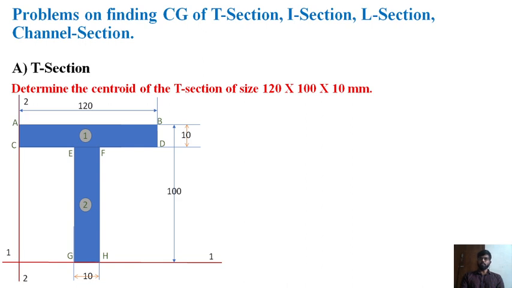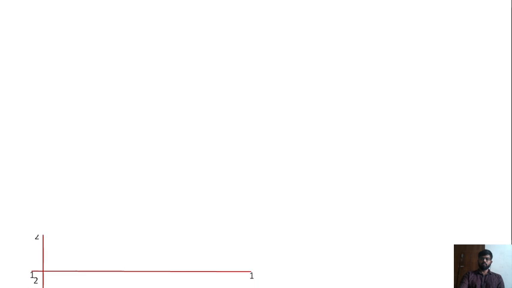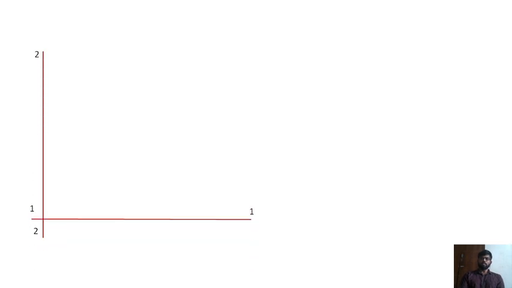The problem is determine the centroid of the T section of size 120 into 100 into 10 mm. You can see the T section. There are two rectangles here, ABCD and EFGH. This T section is symmetric about y axis. Now you can see 1 and 2 are the reference axes, where 1 is nothing but x axis, 2 is nothing but y axis. We see step by step.